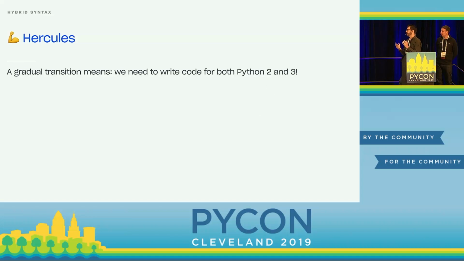We had a project called Hercules, and given that we had to gradually move to Python 3, it meant that we had to support both 2 and 3 at the same time. So what did we do? From the future, we just imported Python 3 and everything worked. Not quite. It was not that easy. This would have been great.